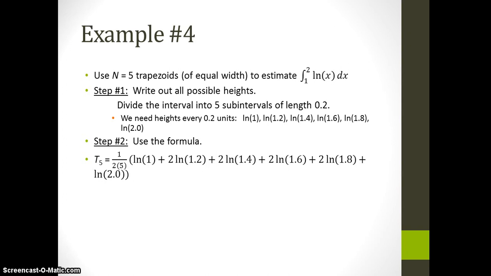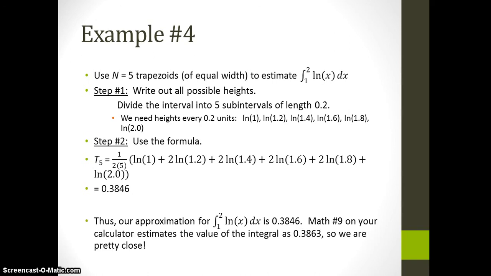And now we just apply the formula because we've got our heights and we know our width is 0.2. Notice that we're multiplying by 1 over 2 times 5 on the left. Well, that's 0.2 times 1/2, where that half comes from averaging the heights. We get our answer to be approximately 0.3846. So thus, our approximation for the integral from 1 to 2 of natural log of x dx is 0.3846. Math number 9 estimates the value of the integral as 0.3863. Later on, we'll be able to find the exact value for the integral, but we are indeed pretty close.